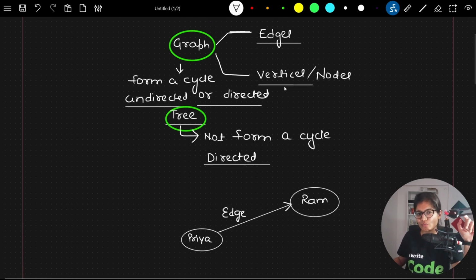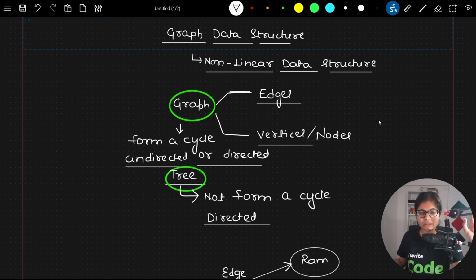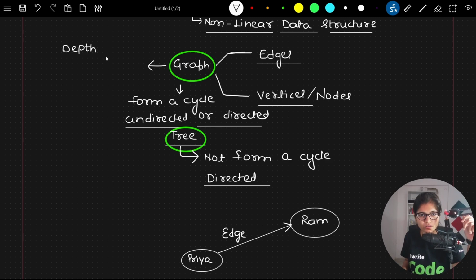Apart from that, the other difference between a graph and a tree is on the basis of the traversal algorithms. In a graph, we have two important traversal algorithms. One is called depth first search, and another one is called breadth first search, or traversal.